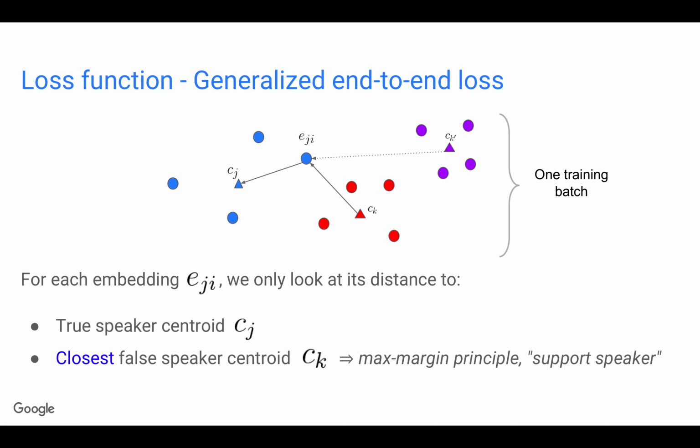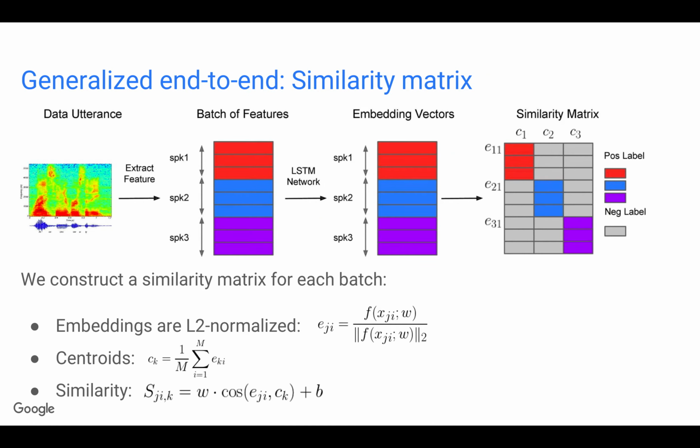This idea is like the max margin principle in support vector machines, and you can call c_k the support speaker. We want e_ji to be close to the true speaker centroid, and at the same time, far away from only the closest false speaker centroid. That's the idea of generalized end-to-end loss. So we need to compute many distances between embeddings and centroids. That's why in our batch training, we construct a similarity matrix such that each element in this matrix is the cosine similarity between an embedding and a speaker centroid.